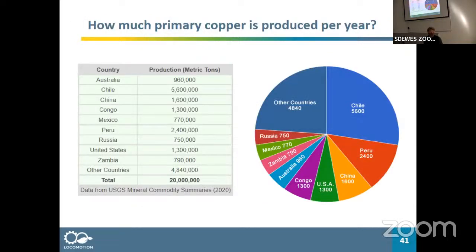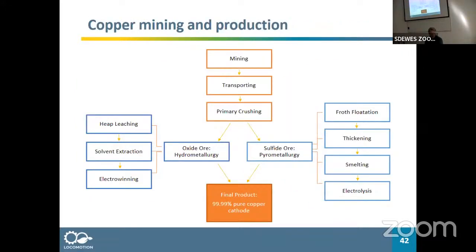So we can see Australia and Chile are primary copper producers, and then we have a bunch of other countries that are producing copper as well. The production process is mining, transporting, primary crushing, and then hydrometallurgy or pyrometallurgy, depending on whether it is an oxide ore or a sulfide ore. You crush the material, then you have to enrich it first, then bring it to the different processing plants and operate the chain of processes. With solvent extraction, you usually get the highest purity of copper. In the end, you have a purity of 99.9%.